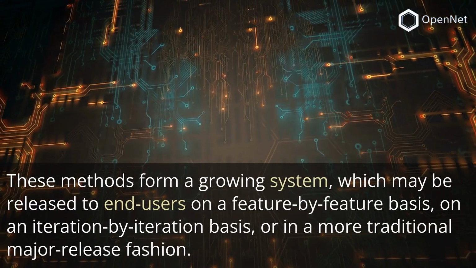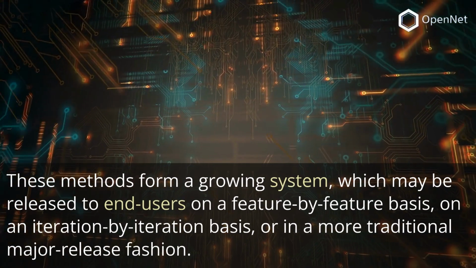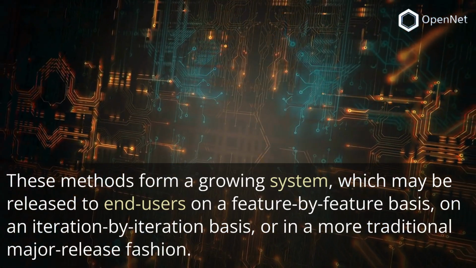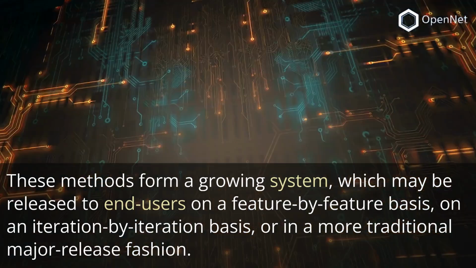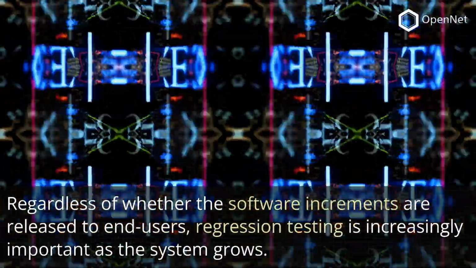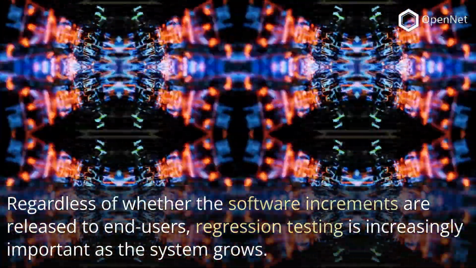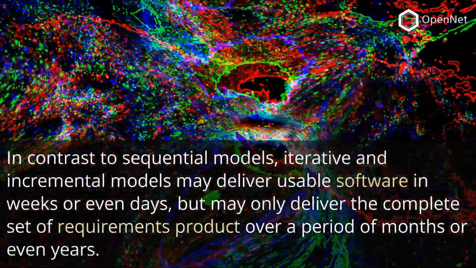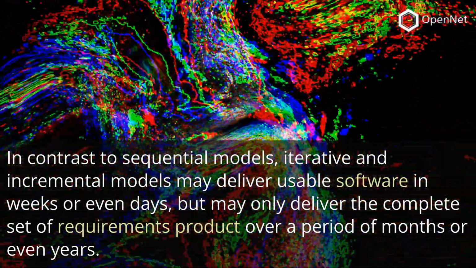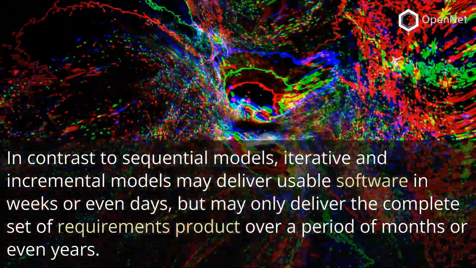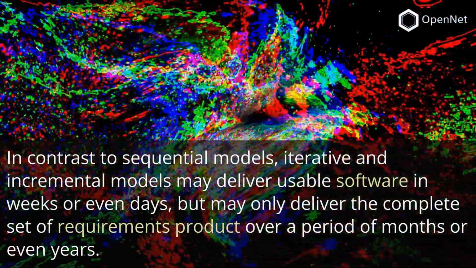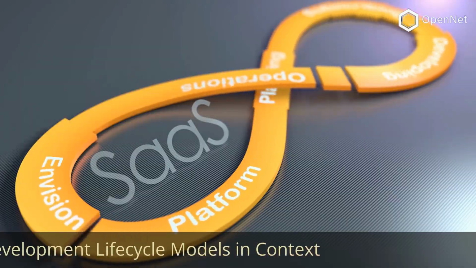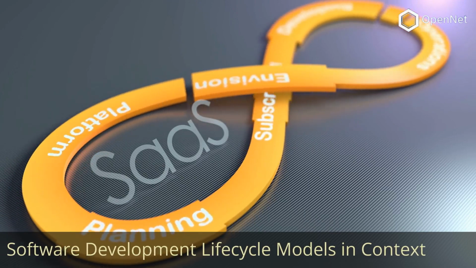These methods form a growing system, which may be released to end users on a feature-by-feature basis, on an iteration-by-iteration basis, or in a more traditional major release fashion. Regardless of whether the software increments are released to end users, regression testing is increasingly important as the system grows. In contrast to sequential models, iterative and incremental models may deliver usable software in weeks or even days, but may only deliver the complete set of requirements product over a period of months or even years. Software development lifecycle models in context.